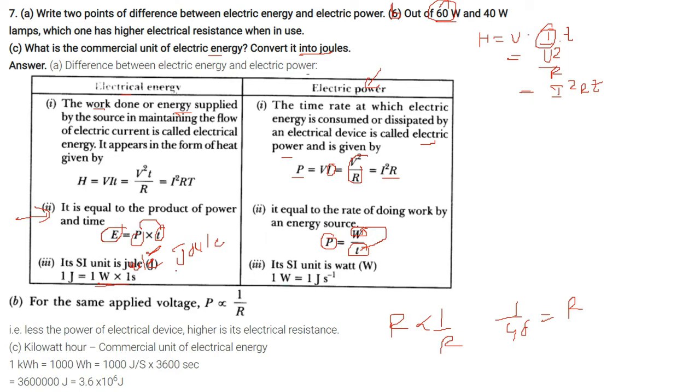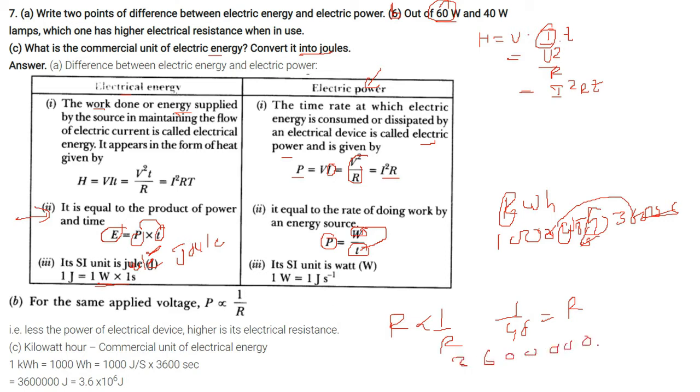Then convert the commercial unit of electrical energy into joule. The commercial unit of electrical energy is the kilowatt hour, and 1 kilowatt hour is 1000 watt hour. Watt is joule per second, and an hour is 3600 seconds, so the seconds get cancelled. This is 1000 into 3600, which gives you 3.6 into 10 to the power 6 joule.